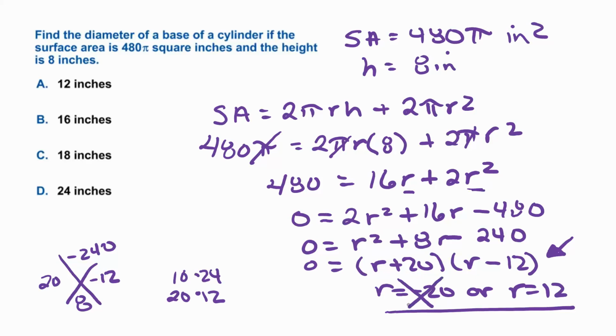We know it can't be a negative answer because we are looking at a length. So we want to find the diameter. We found the radius. To find the diameter, we would double it. So the diameter would be 24.